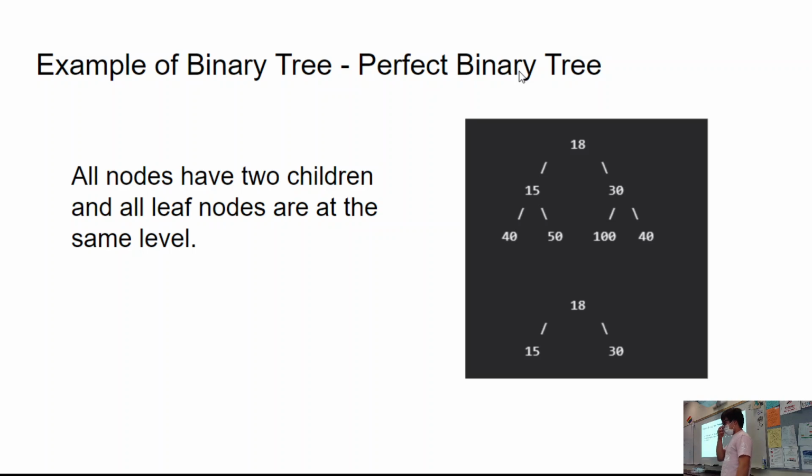We can also have a perfect binary tree, which is a perfect triangle. We're always going to have a complete tree. All nodes have 2 children, and all leaves are on the same level. So all nodes have 2 children, all leaves are on the exact same level. It's a pretty simple tree.